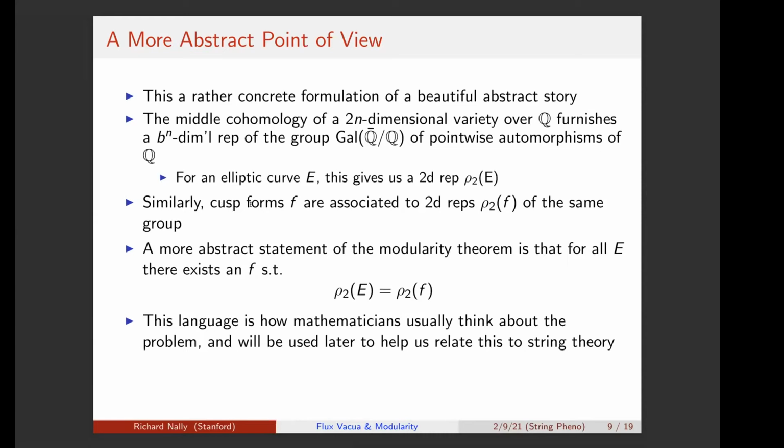Similarly, from a cusp form F, you can create a 2D Galois rep, rho 2 of F, and you can state the modularity theorem as: for every elliptic curve E, there exists an F such that rho 2 of E is equal to rho 2 of F. The statement of equality of point counts is exactly the same as the statement of equivalence of Galois representations. And so this more abstract point of view is how mathematicians in the field will talk about this. And this is actually how we're going to be able to apply it to string theory.